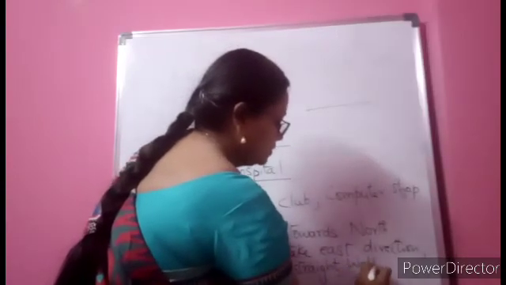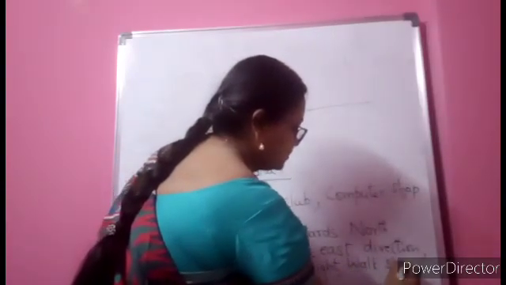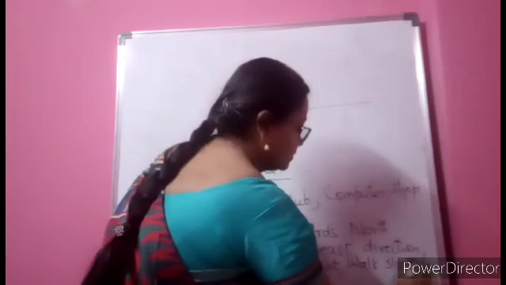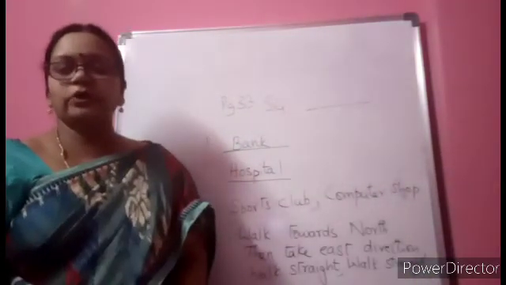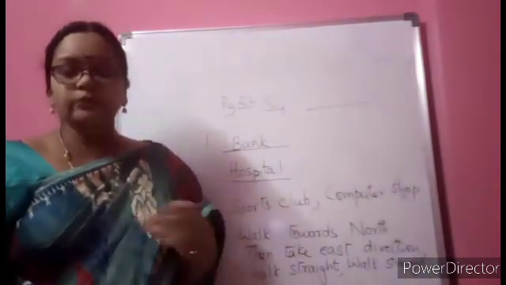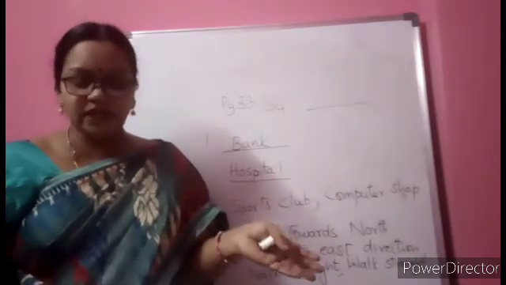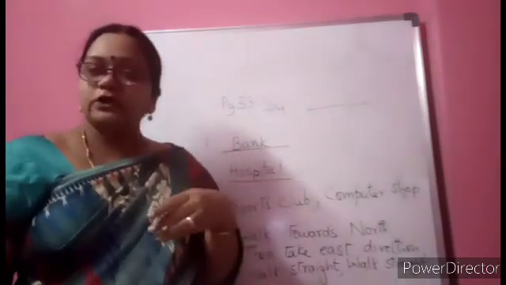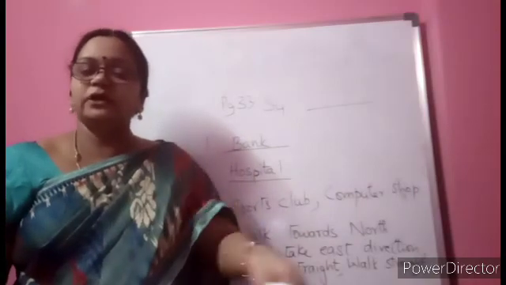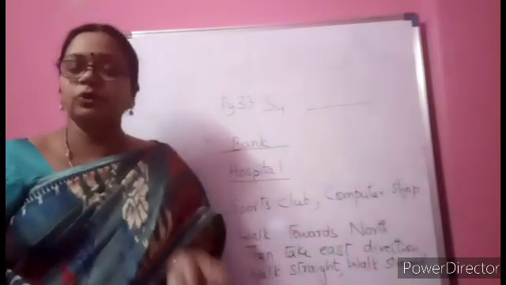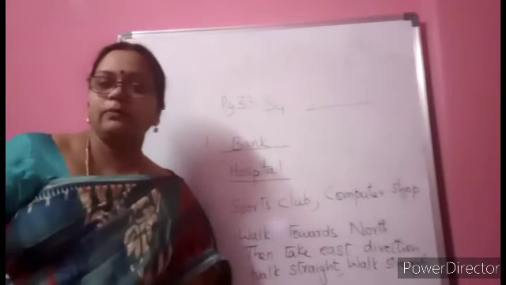Walk straight to reach the museum. You can complete that. You reach the museum. Taking a left also you can mention there. Or else you write you have to take a turn towards the north and you can write that. It is up to you. You can put your own words and complete that, children.